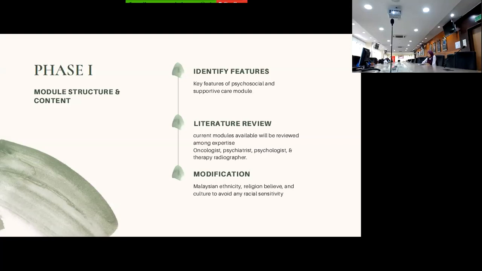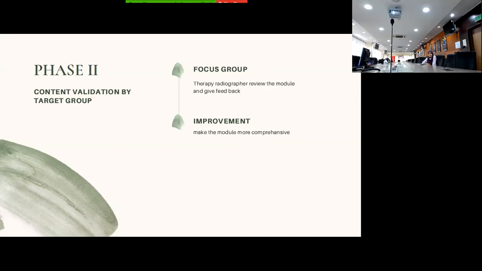So benda step tu sangat penting. Masters memang step tu yang step paling penting. Education dengan reliability. Then masuk phase 2. So you terus cakap fokus group kamu adalah the radiographers, therapy radiographers, and look at the improvement, make the module more efficient.